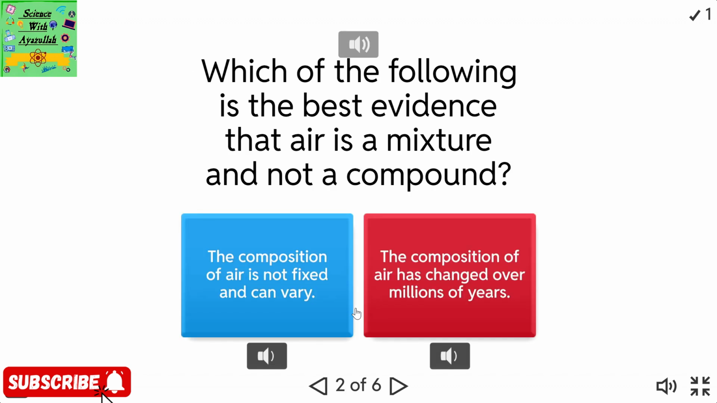Which of the following is the best evidence that air is a mixture and not a compound? The composition of air is not fixed and can vary. The composition of air has changed over millions of years.